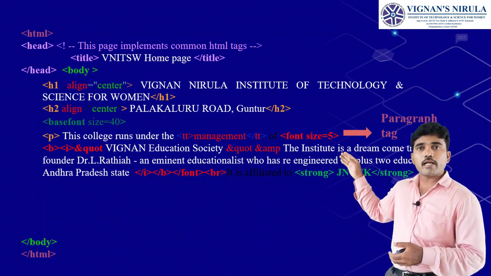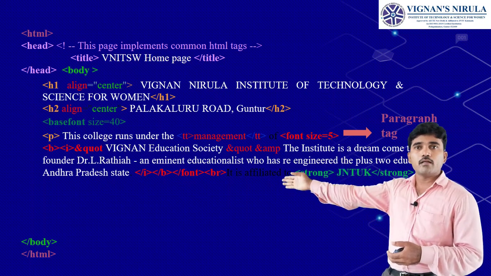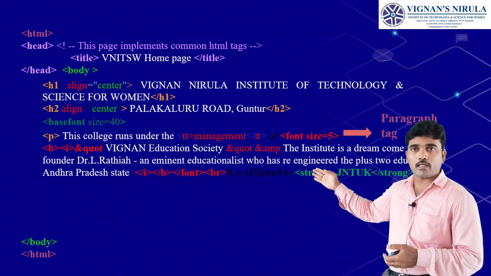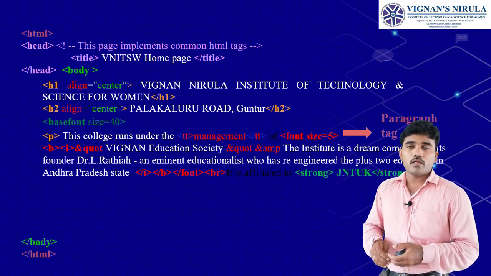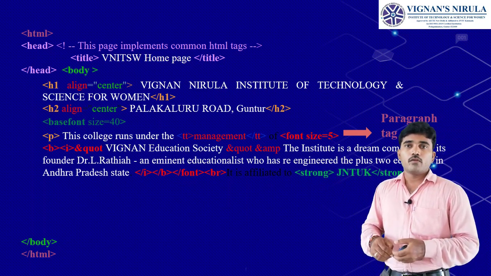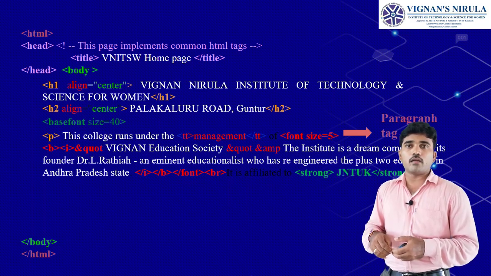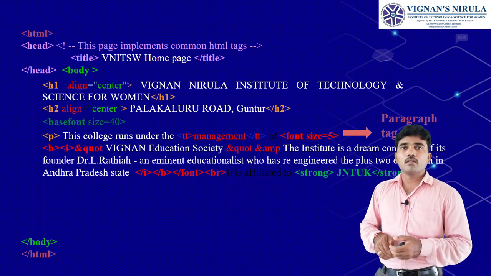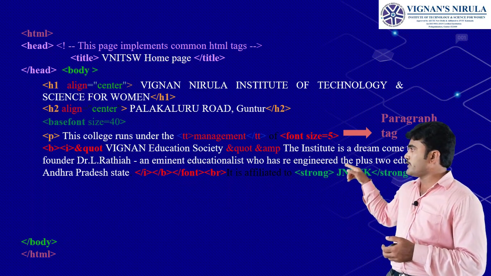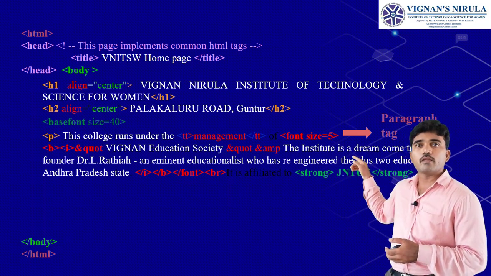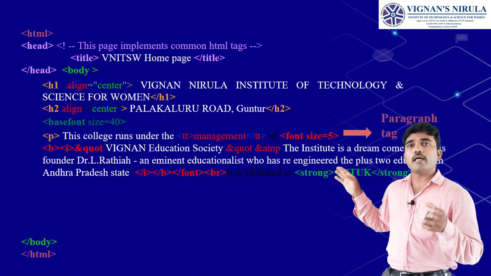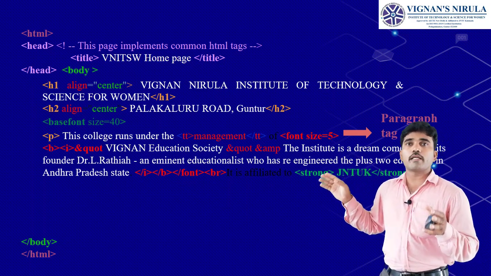Thereafter, as usual I have implemented a B effect, followed by I, and there I have used ampersand QUOT. What does it mean? It is a special symbol, ampersand. Anything preceded by ampersand QUOT stands for quotes; double quotes are displayed. So Vignan Educational Society followed by ampersand QUOT. That means within the double quotes, here I am displaying Vignan Educational Society.